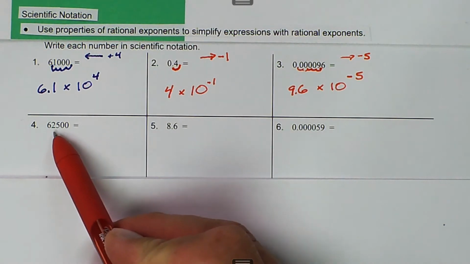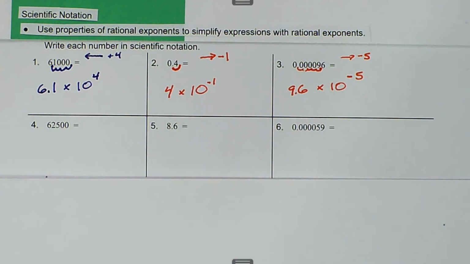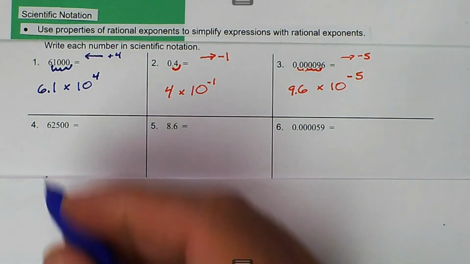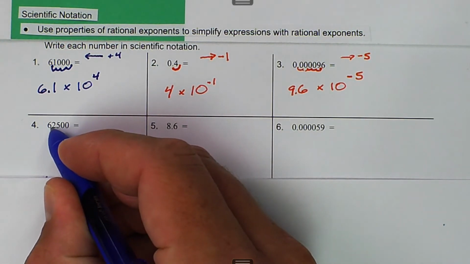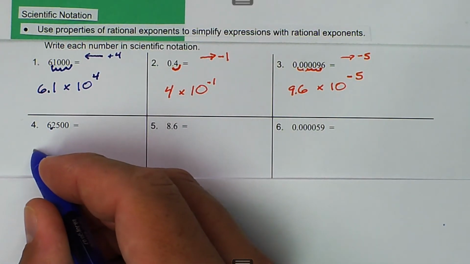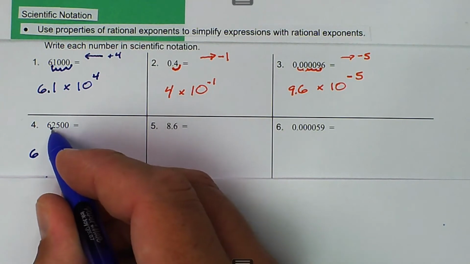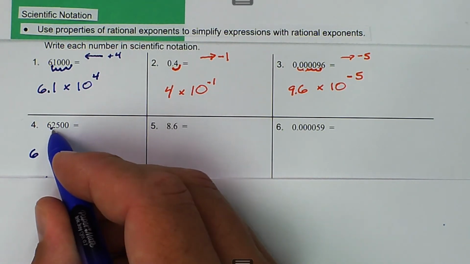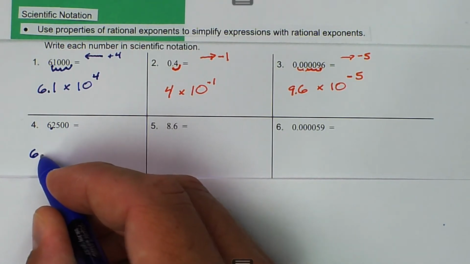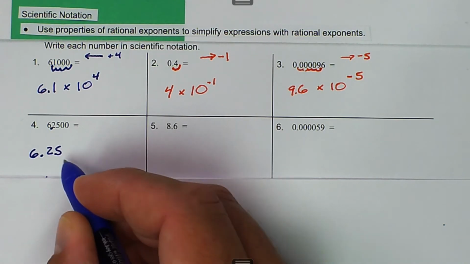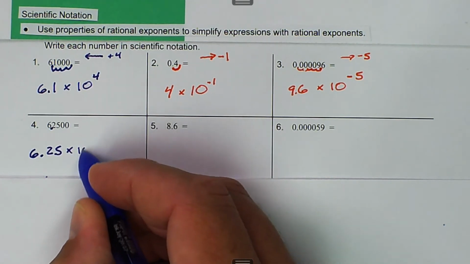Here we have 62,500. In that case, we still want to have the decimal so that only the ones place is showing in scientific notation. And then we use all of the numbers after the decimal except for the zeros. So we want to go 6.25. We're still going to have times 10.